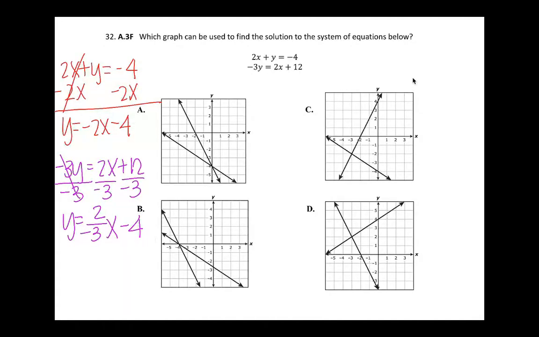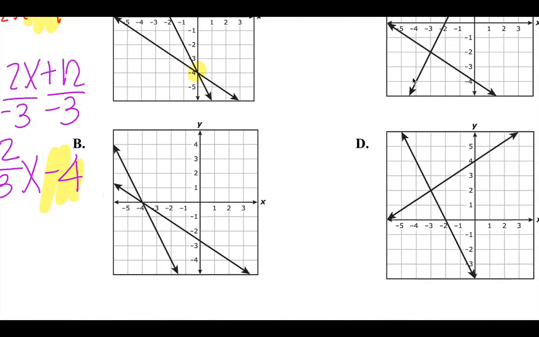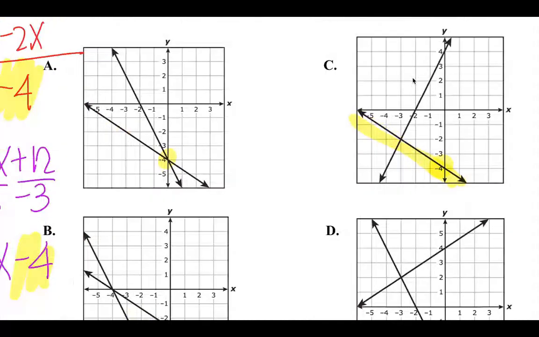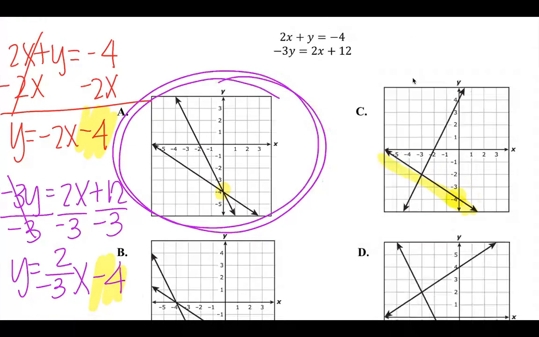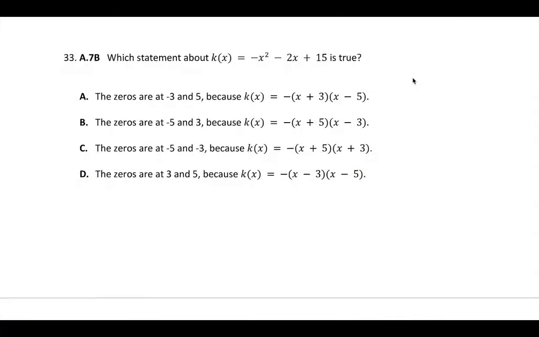Actually, you can plug them in, or if you look at the y-intercepts, this is where they both cross the y-axis, so they both have to have the same y-intercept, so that's going to be their solution. These don't even cross at negative 4. This doesn't even have negative 4 on the graph. And then this, only one of the lines crosses at negative 4. So just by knowing that, I know the answer has to be A. But if it wasn't like that, you would plug them both into Desmos and see where they cross.